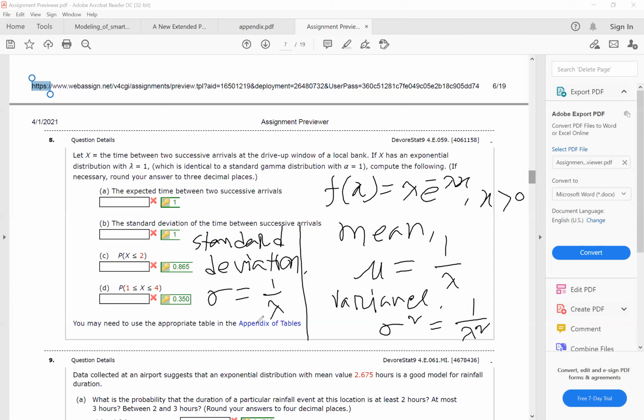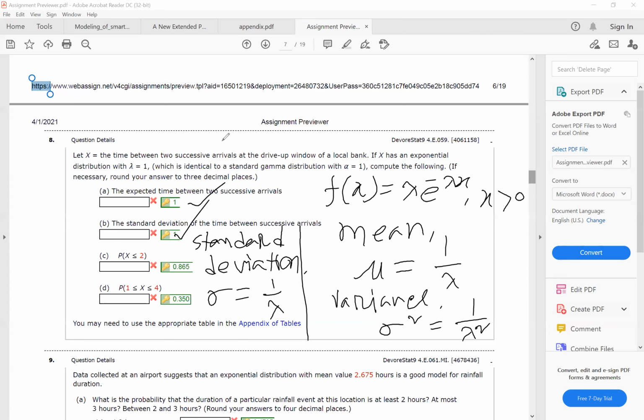Okay. The first question is the expected time between two successive arrivals. So what is the expected time then? Expected time is the mean, right? So what is the mean in this case? This is just 1, right? 1 over lambda, that's 1 over 1. So the mean is 1. So what is the standard deviation? Standard deviation and mean are the same. So this is also 1.